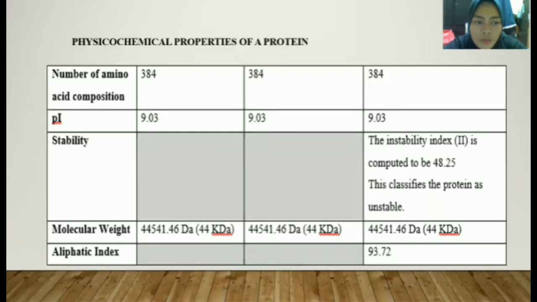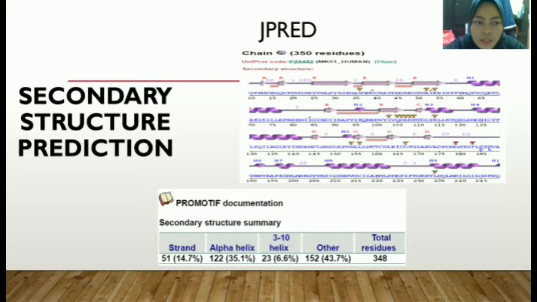nature. However, for stability, only ProtParam can be used, where the instability index is computed to be 48.25, which classifies the protein as unstable. The molecular weight is about 44541.46 Dalton or 44 kilodalton. For the aliphatic index, ProtParam is also the only tool that can estimate it, which is around 93.72. So next is the secondary structure prediction.